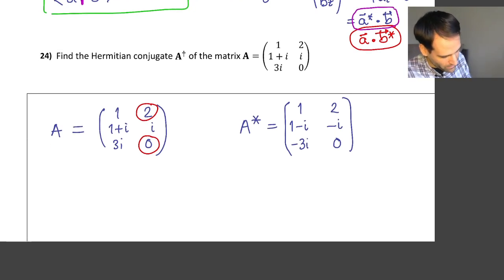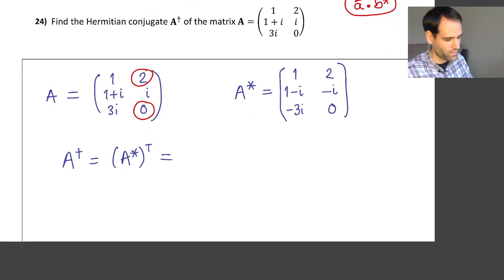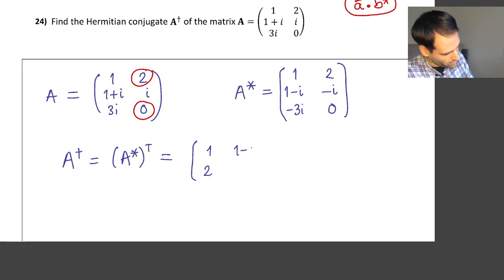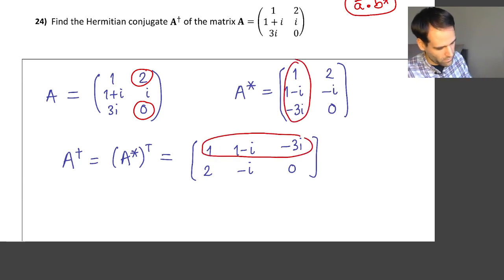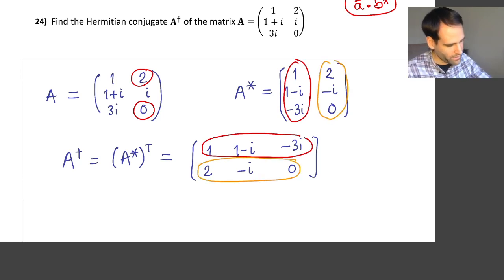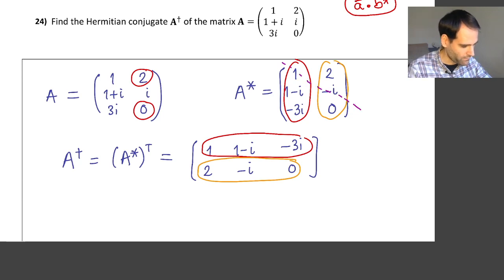So what would A dagger be? A dagger would be the complex conjugate transpose. So we need to transpose this second matrix. That would be the following matrix: 1, 2, 1 minus I, minus 3I, 0. And that would be A dagger. Notice that the first column became the first row, and the second column became the second row. Or, equivalently, you imagine the mirror trick. So that's the dagger, the Hermitian conjugate of a matrix.